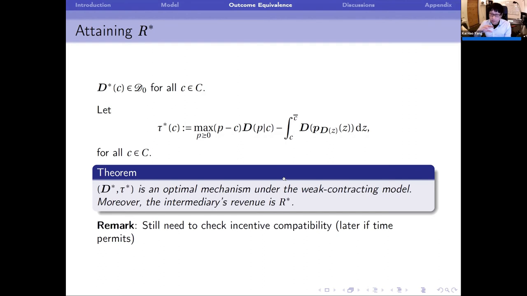Now remember, the proof is not done yet because I have to check that this mechanism is indeed incentive compatible. I might not be able to go through that today, but if there is interest in doing a Q&A session, I'd be happy to talk about that.